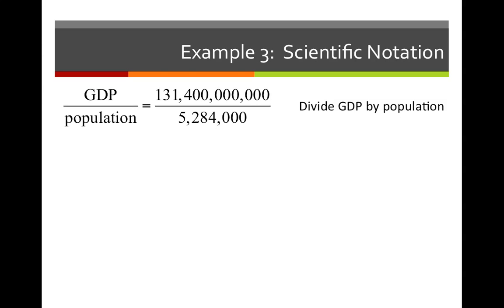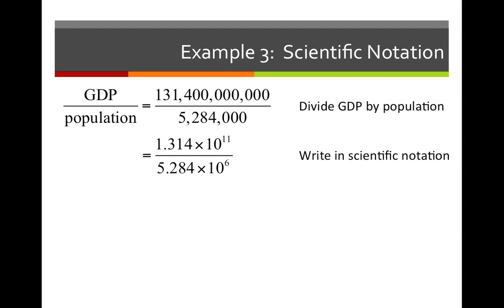So I'm going to help myself out a little bit, and I'm going to change these really, really large numbers into scientific notation, because that's the purpose of scientific notation. It's to help us deal with really, really large numbers or really, really small numbers. So I'm going to rewrite my GDP as 1.314 times 10 to the 11th. And again, remember that we are figuring out the exponent based on how many zeros we have.